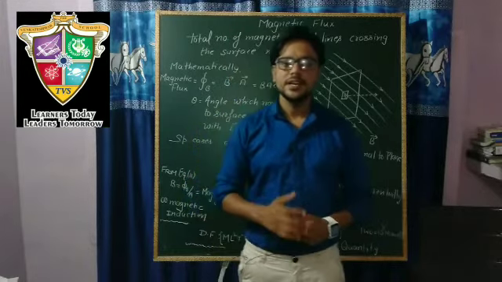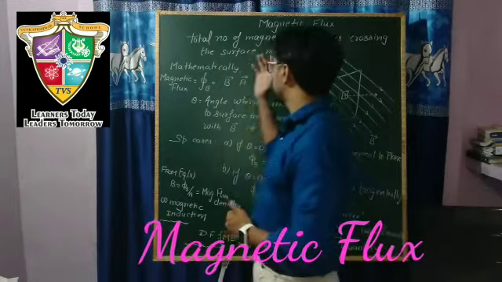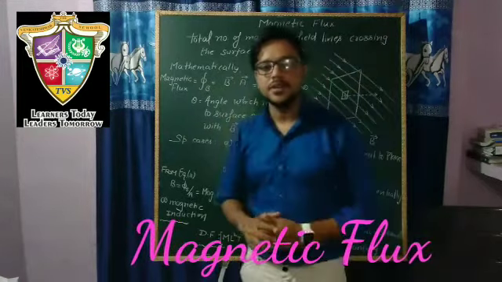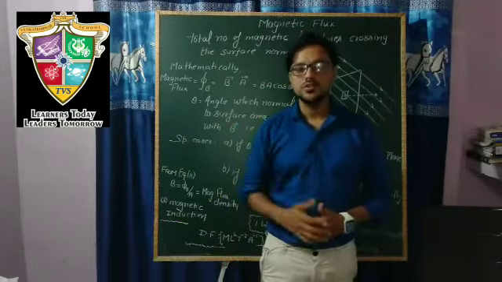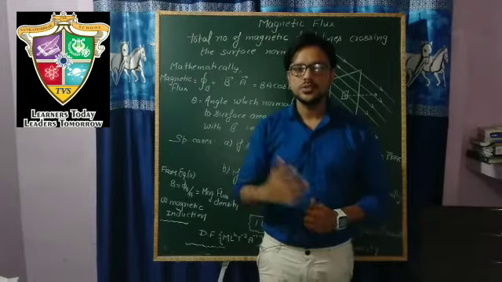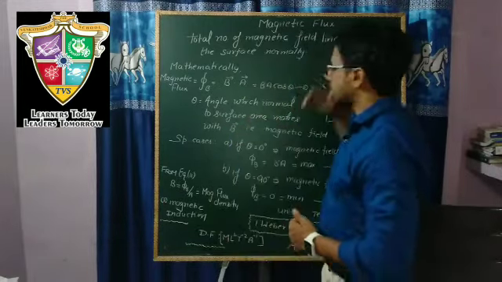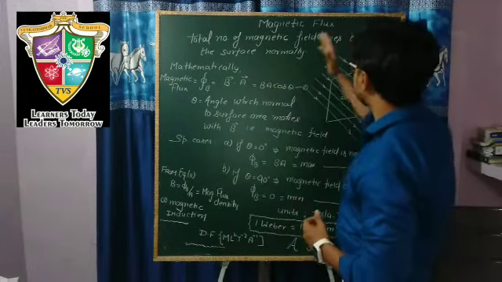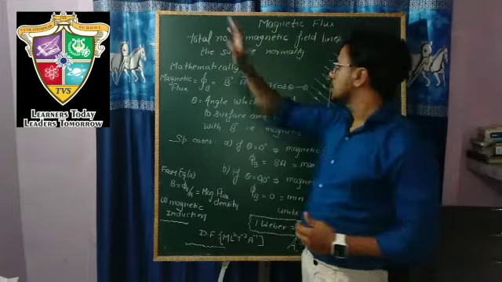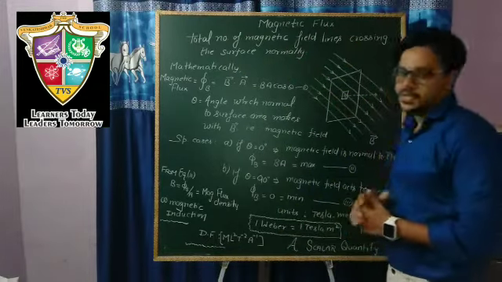Today we will discuss an important topic of class 12th physics. It is magnetic flux. Students, in the chapter electrostatics we discussed electric flux, which was the number of electric field lines crossing unit area. Similarly, in the case of magnetic flux, the total magnetic flux over a closed area is the total number of magnetic field lines crossing the surface normally.